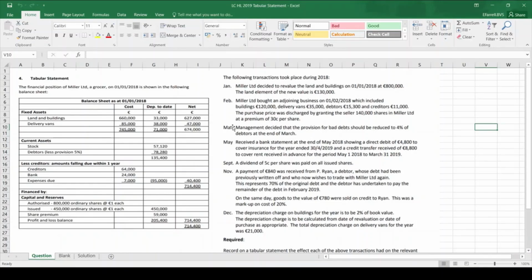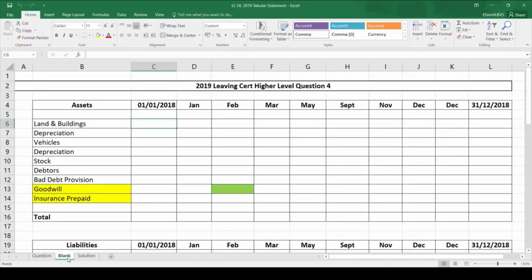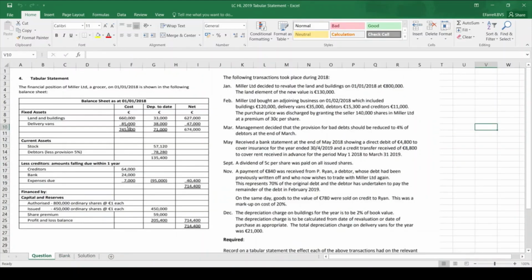First of all, we have to start with the opening balances. So we have our question laid out. The first thing we'll bring in are our opening balances for the assets and the liabilities. First we put in fixed assets. Land and buildings go in as 660,000 and depreciation goes in as minus 33,000. Then delivery vans go in as 85,000 and depreciation goes in as minus 38,000.